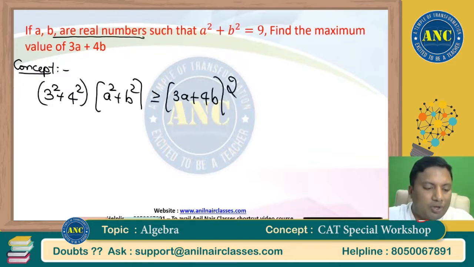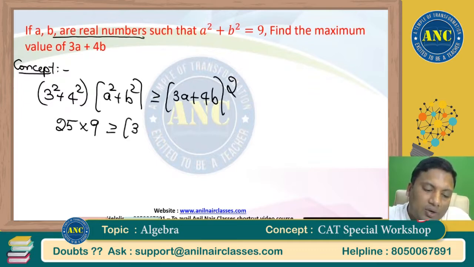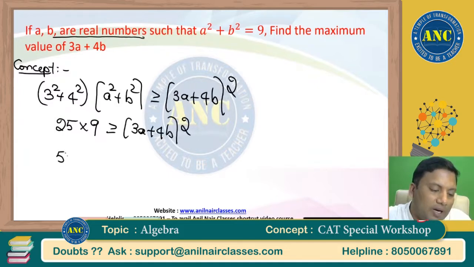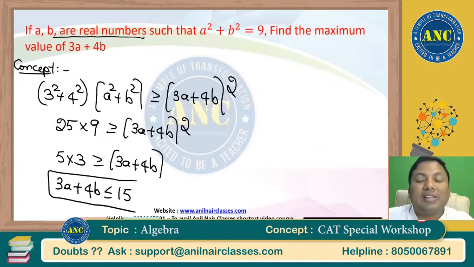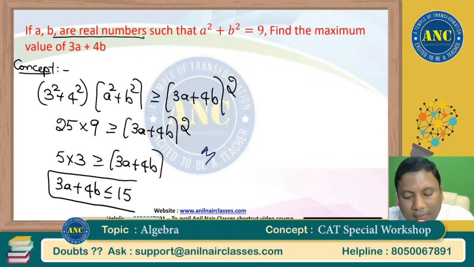So 3 square plus 4 square is nothing but 25. A square plus B square is nothing but 9. Greater than or equivalent to (3A plus 4B) whole square. If the square goes, it will become 5 into 3. 5 square is 25, 3 square is 9. Greater than or equivalent to 3A plus 4B. So 3A plus 4B is less than or equivalent to 15. When I say less than or equivalent to 15, that means I will get the maximum value as 15. Maximum value for this question is nothing but 15.